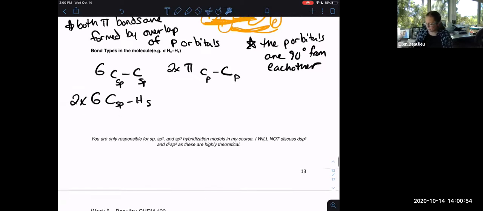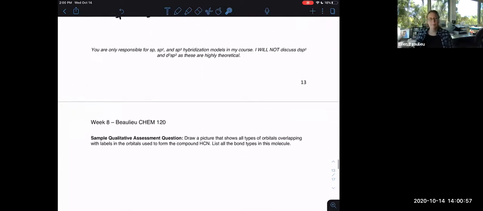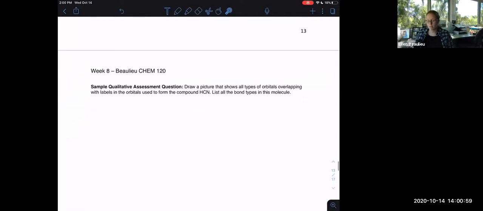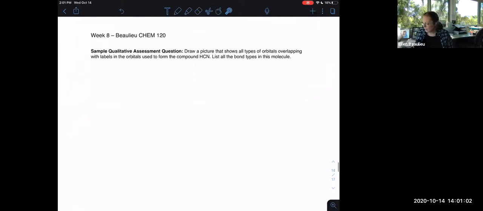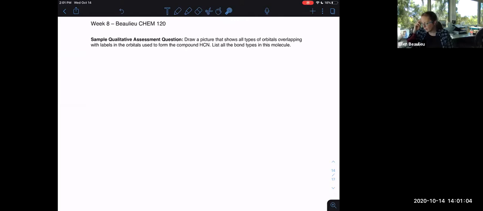You do not need to do the higher order bonding models. All right, I've got a little bit of time left. I want to bring it all together. I'm going to give you the Lewis structure. I want you to list all the bond types that are in this compound. And I want you to draw me a picture of this compound with all the bonding and non-bonding electrons drawn into it, and the types of orbitals that hold those electrons labeled.